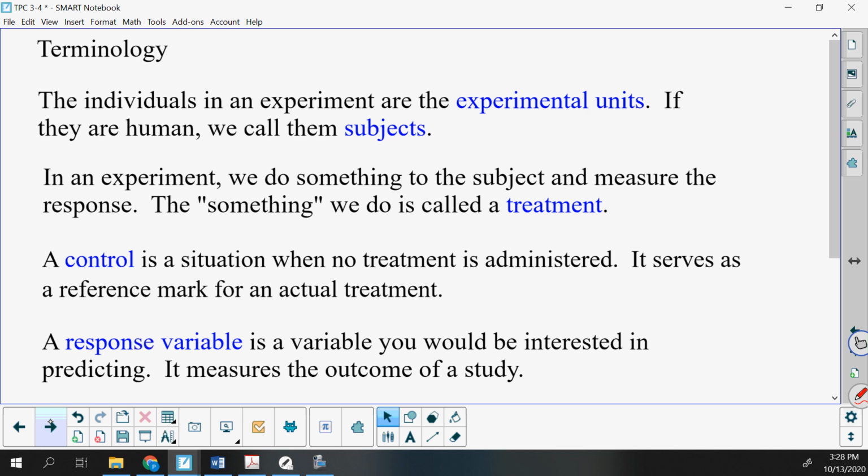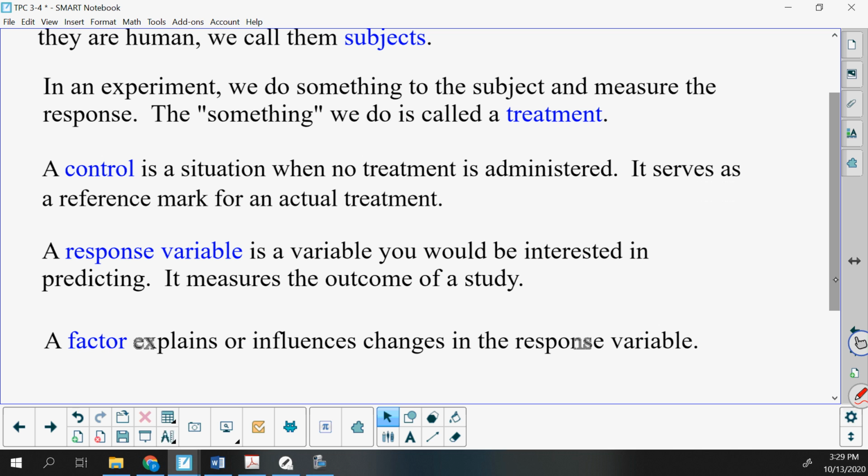A response variable is what you want to predict. So you're hoping your experiment will allow you to know, okay, if I give a group this thing, I know the response variable is going to end up like this. And the factor explains any changes that would occur in the response variable.